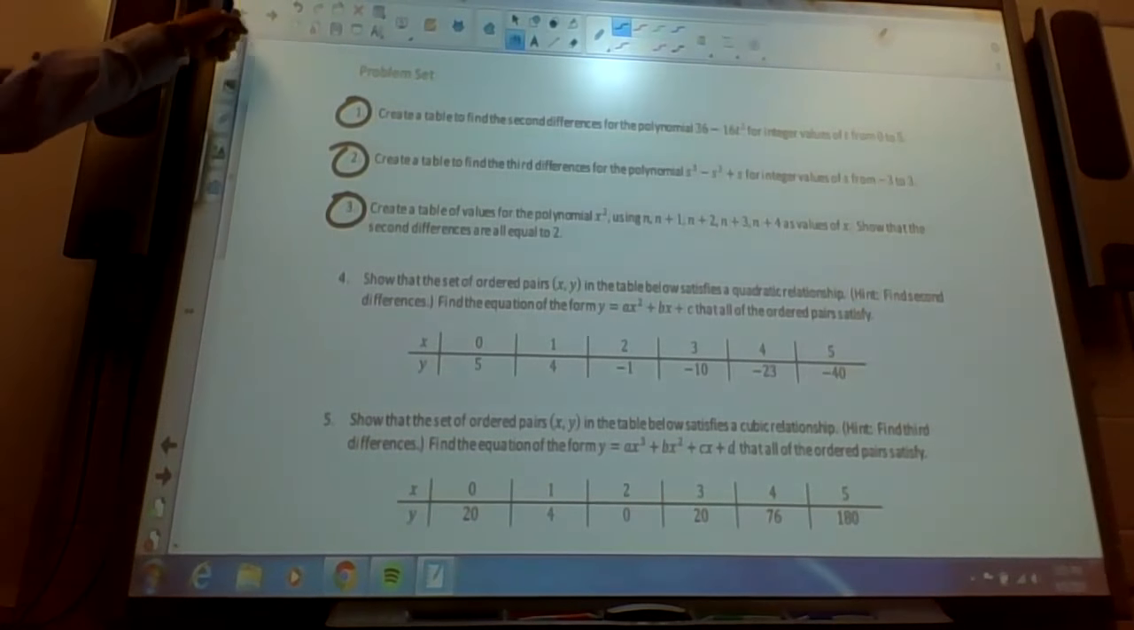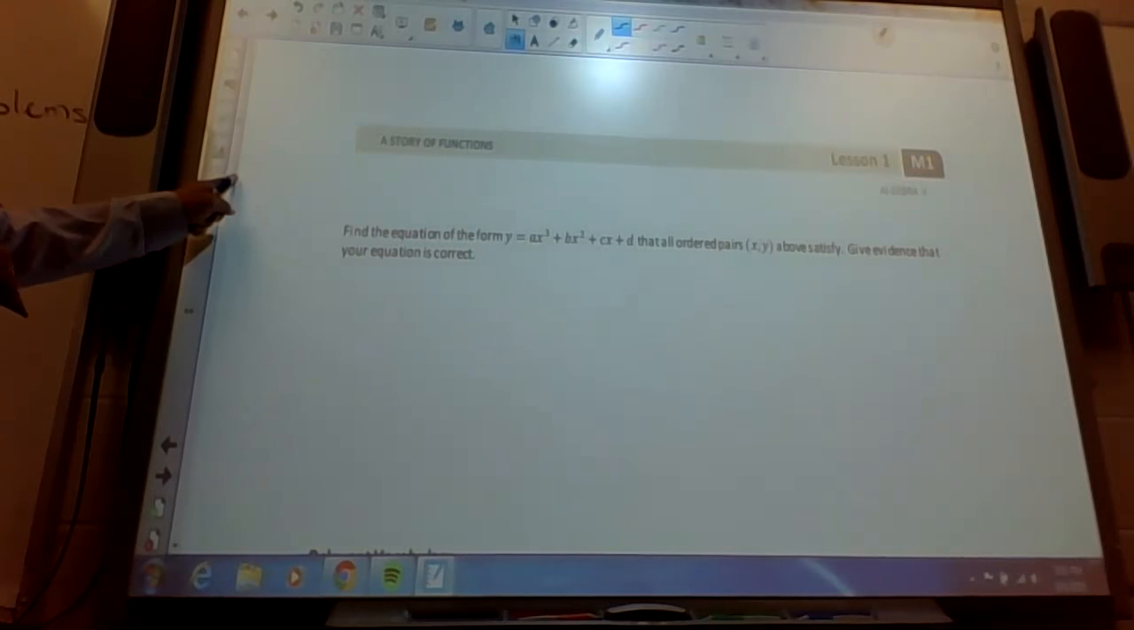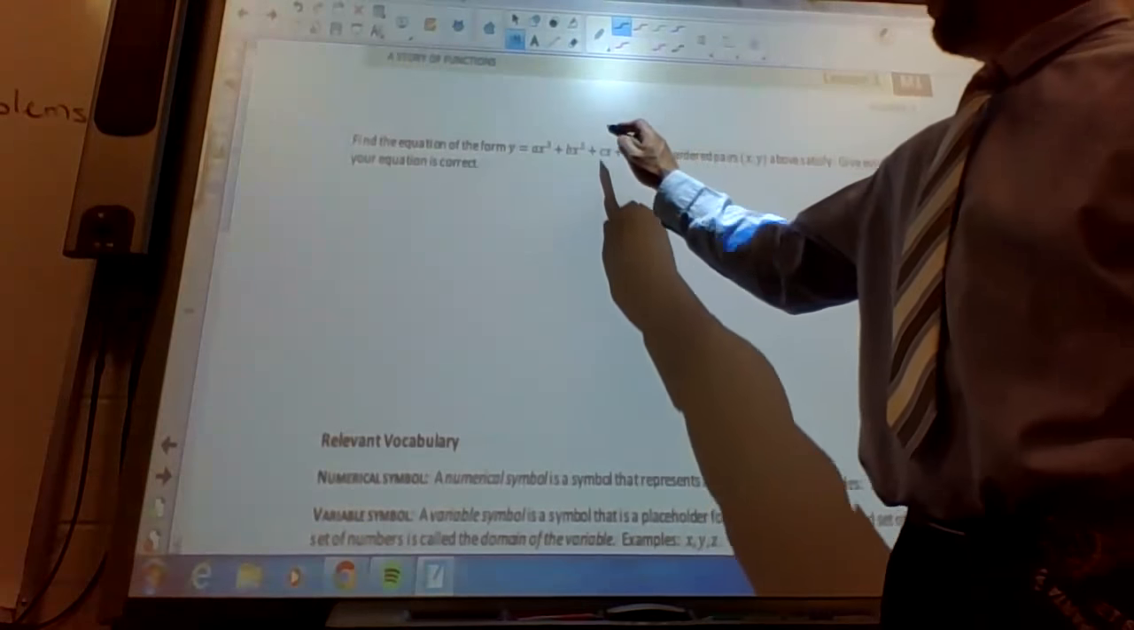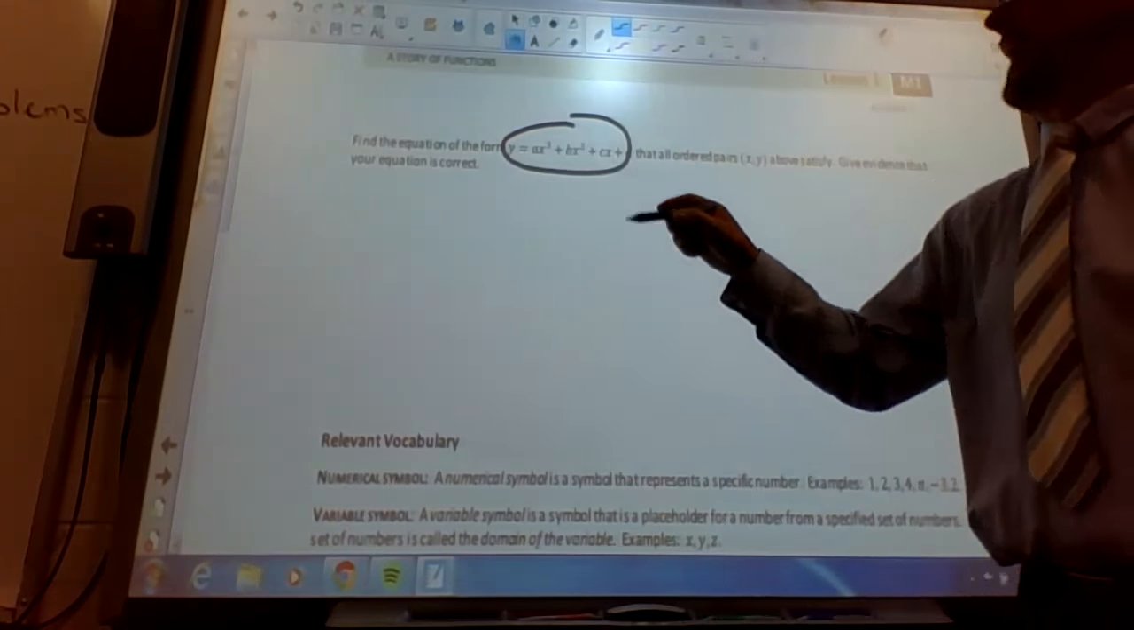But before we get funky, we are going to find the equation of the form. What form is this equation?